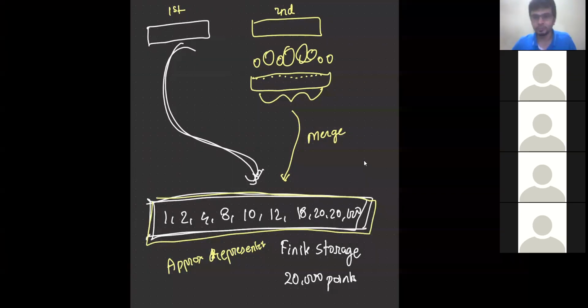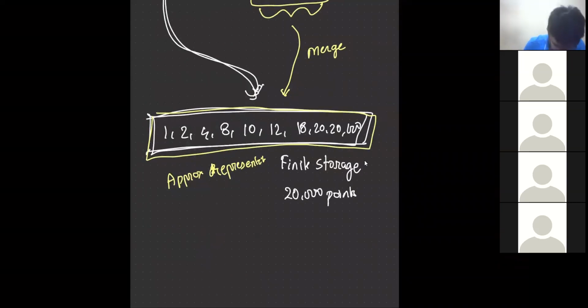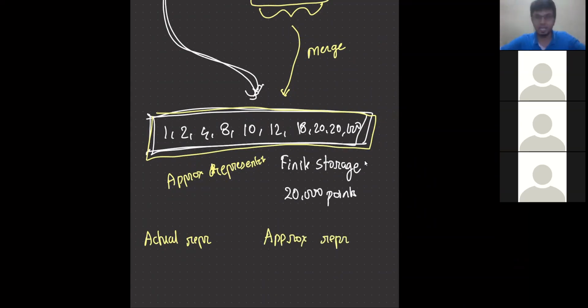I'll explain. So what we want is a representation. We have an actual representation and an approximate representation. What are these representations of? These are representations of the actual data stream that we got. The actual response time is the actual representation of it. Let's say the graph of this was like this.